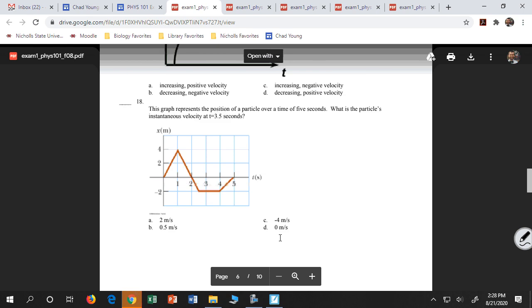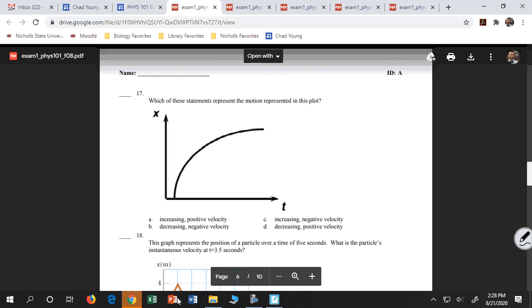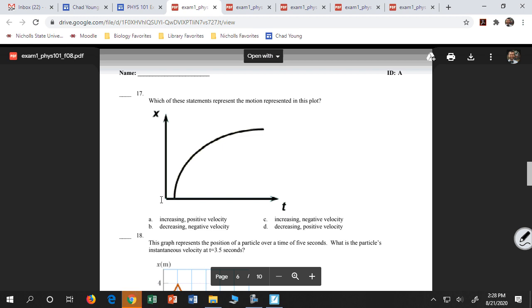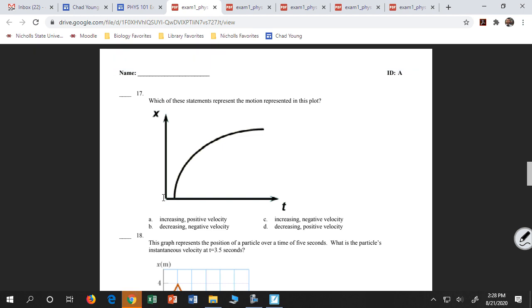Other chapter 1 or 2 questions? Y'all okay on these things, these qualitative questions? I love these questions. I like to ask them. You'll see several of them. Can you describe this motion? Is it positive or negative velocity?